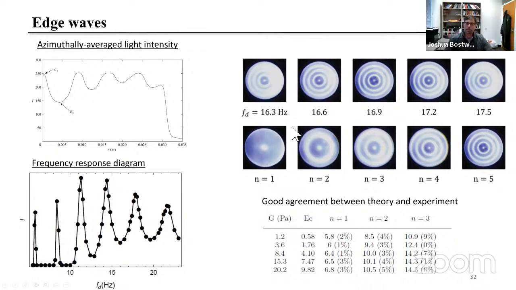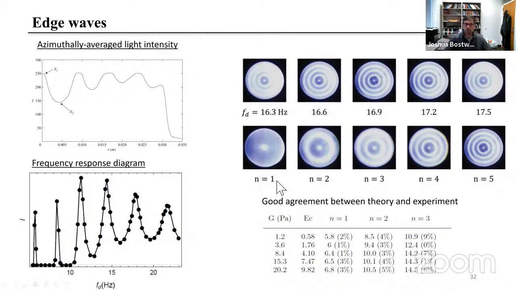And this typifies what we'll call a standing wave on the surface of this material. We can observe the natural frequencies for the n equals 1, 2, 3, 4, and 5 modes, as shown here on the second row. In general, we see really good agreement between our theory and experimental observations for these edge waves on Agarose gels.